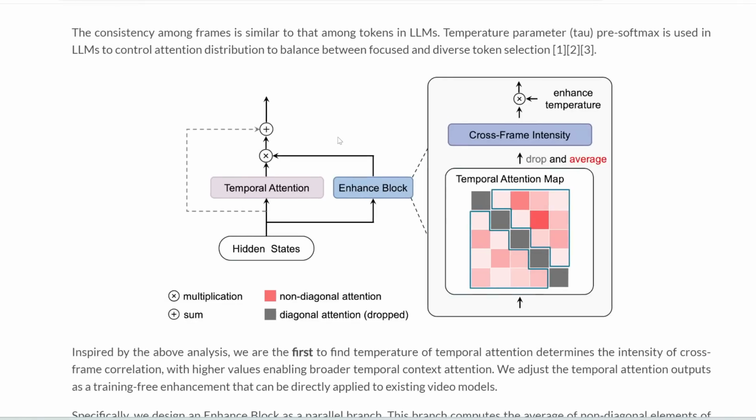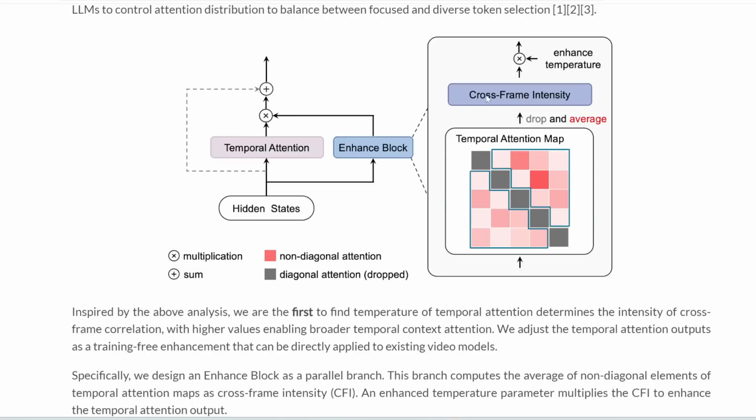So really quickly, here's how it works. It uses a special enhance block component to basically improve the quality of the videos. It makes sure the frames stay consistent and detailed. And it does this by measuring how frames interact, or basically this is also known as cross-frame intensity. And then after measuring this, it can boost this interaction using a special temperature setting. And ultimately this helps the video look smoother and more connected.